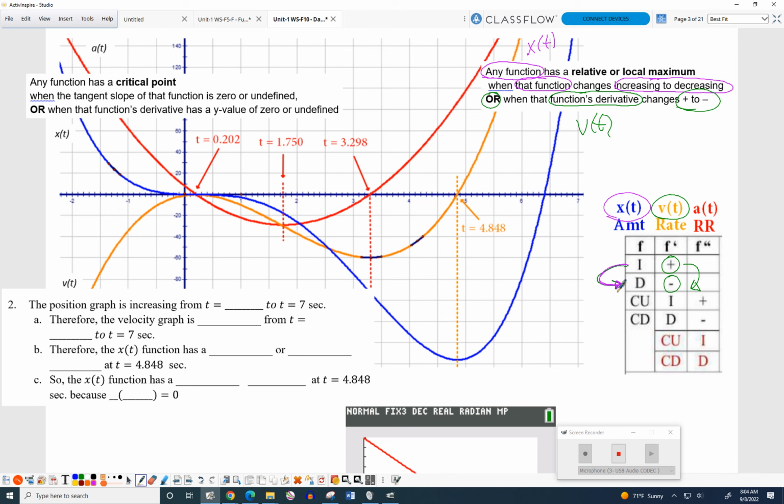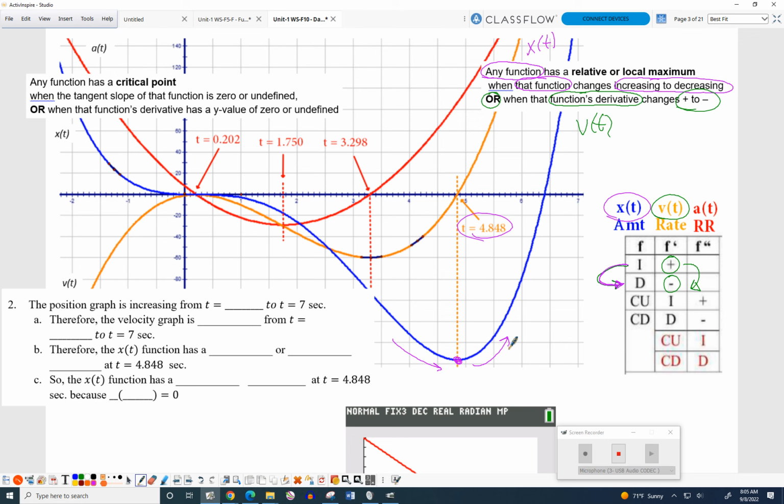Raise your hand if you can find the relative minimum on position. At what time does position show a relative minimum? What is the time when position shows a relative minimum? Let's go, Ian. 4.8. So right here, we see the position graph changing from decrease to increase. How many saw it? Point for Ian.